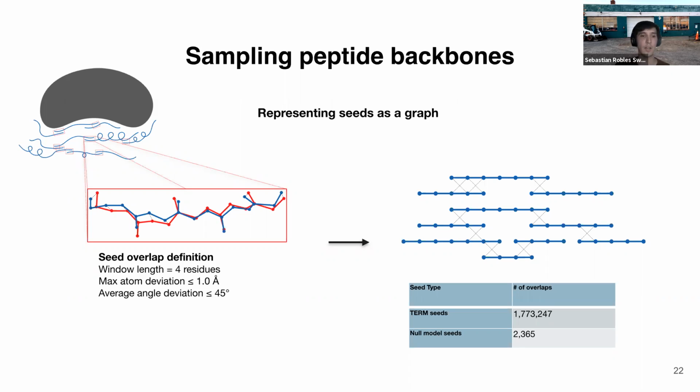And as a sanity check, I checked how many overlaps we observe when we try to find them for term seeds versus null model seeds. And like you might expect, since the null model seeds are arranged randomly, we would expect fewer overlaps, and that's consistent with what we're seeing. But I was actually pretty surprised by how drastic this difference is. So that was promising. That indicated that the term seeds were arranged in a way that was special, not just covering the peptide, but also maybe being combined with one another.